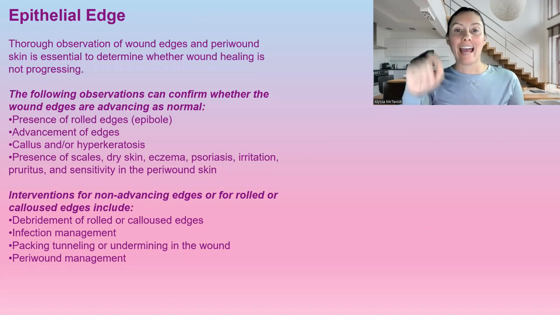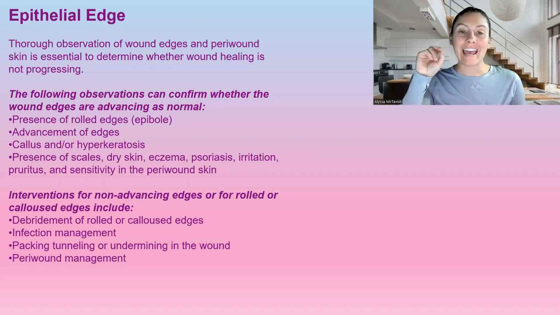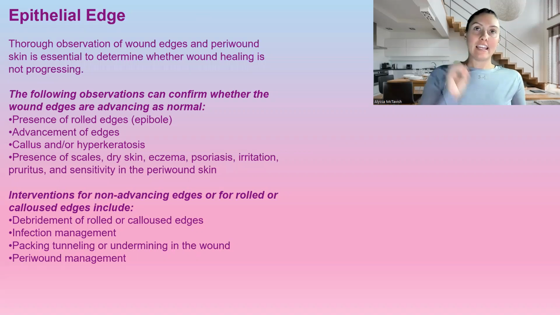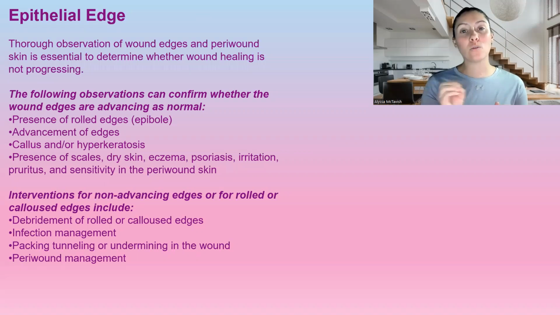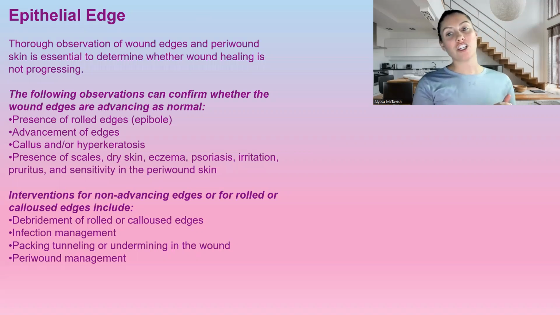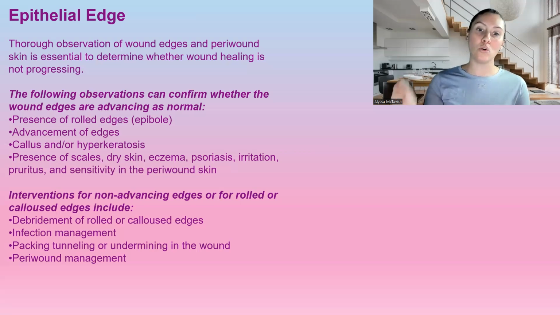Next, we're looking at the wound edges. Okay, the wound edges are so important while looking at a wound. This is going to determine whether a wound can actually heal. If there are things going on at those wound edges that don't optimize wound healing, it is going to get stuck in that phase. So the following observations can confirm whether the wound edges are advancing as normal.